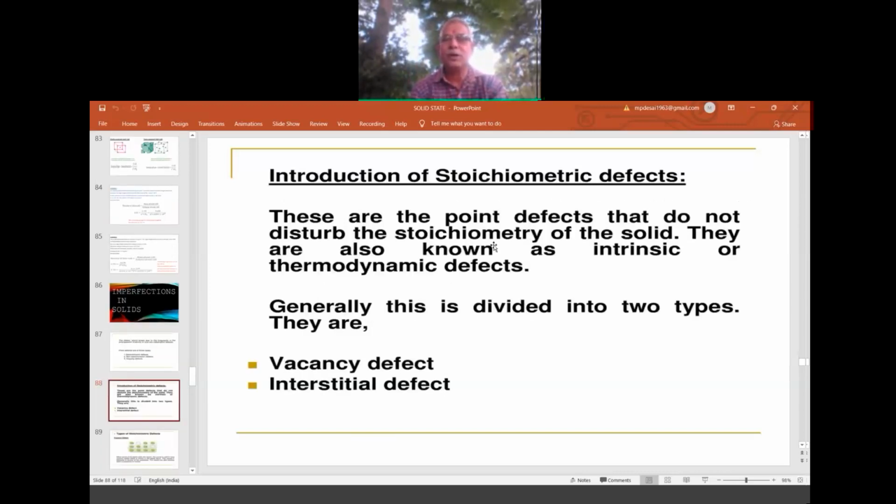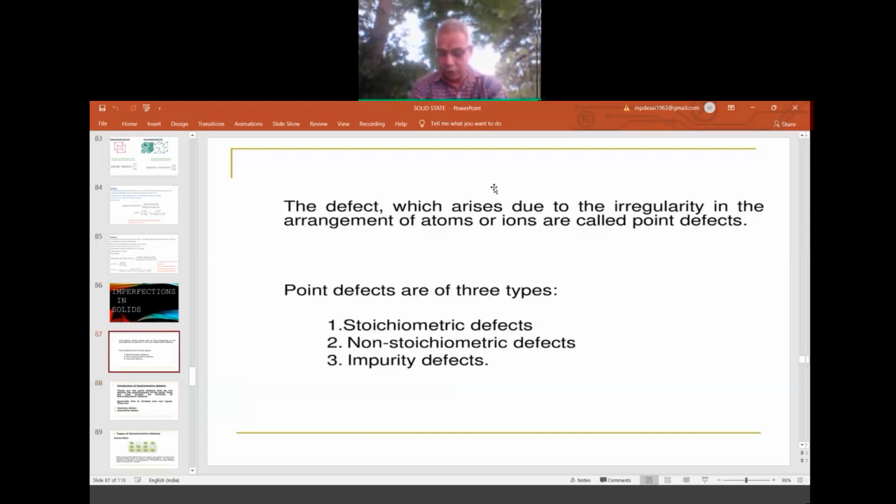Now first, stoichiometric defects. My Webex is saying it will wind up automatically in just 1 minute, so I think we'll end our session here. In detail with the diagram, we will discuss tomorrow, that is Friday. By Friday, we will wind up this chapter. As per our calculation, 1 week's time was there.